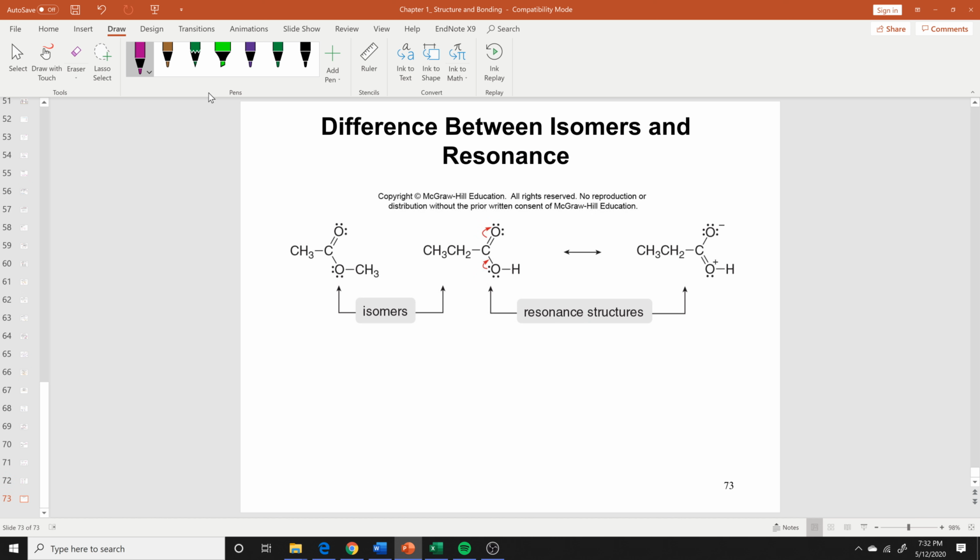Just remember the difference between isomers and resonance. Isomers have different connectivity of atoms, so you have 2 completely different structures. Resonance, no. In resonance, the connectivity is exactly the same. The only difference is basically the movement of electrons. So here the only difference is this side over here and this side over here, how electrons are moving between the 2 resonance structures. This is the end of chapter 1.